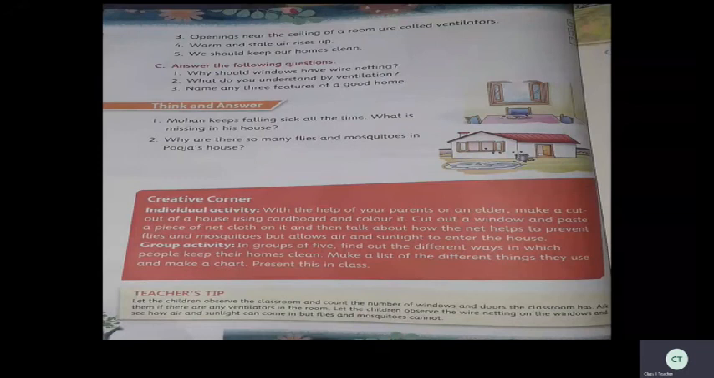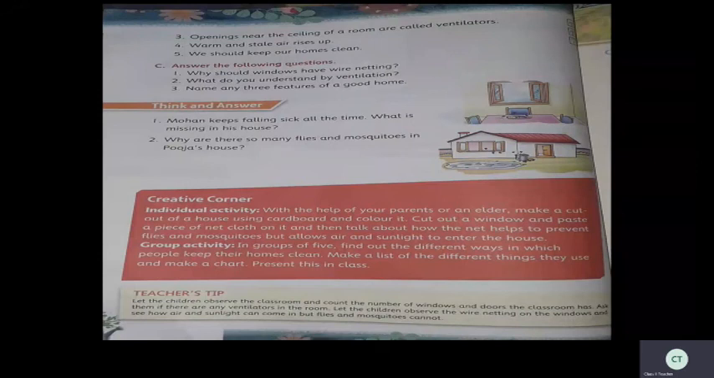Yes, you can see that there is no wire netting on the windows, isn't it? So flies will come inside and sit on the food he eats, isn't it, children? So he may fall sick. So what should we do? We should have wire netting on the windows.